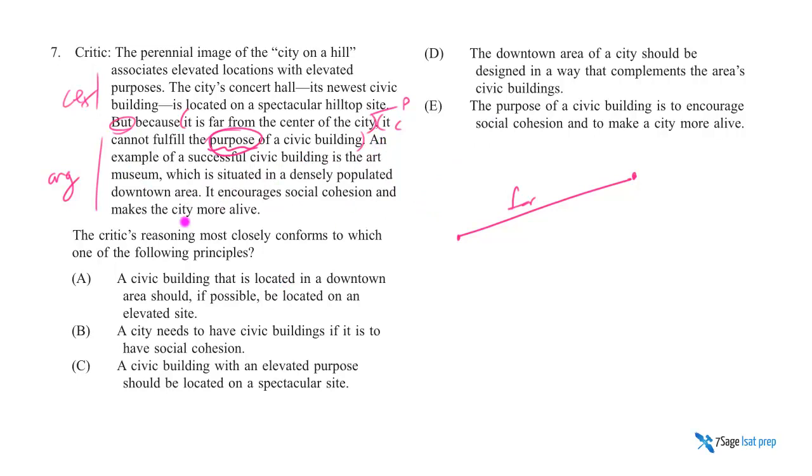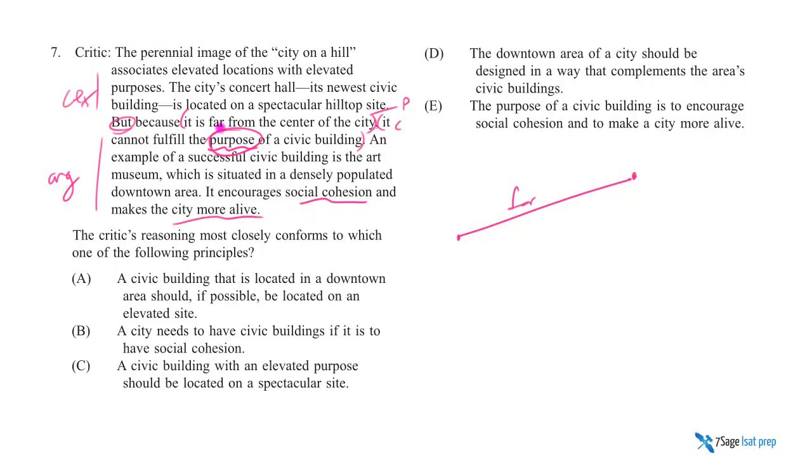But there's all this other stuff. So what is all this other stuff? It could be useless. It could be premise. Well, an example of a successful civic building is the art museum. Oh, so here's one that does fulfill the purpose of a civic building, which is situated in a densely populated downtown area, which encourages social cohesion and makes the city more alive. So there you go. You at least have this stuff to go on. Maybe you have also the distance.